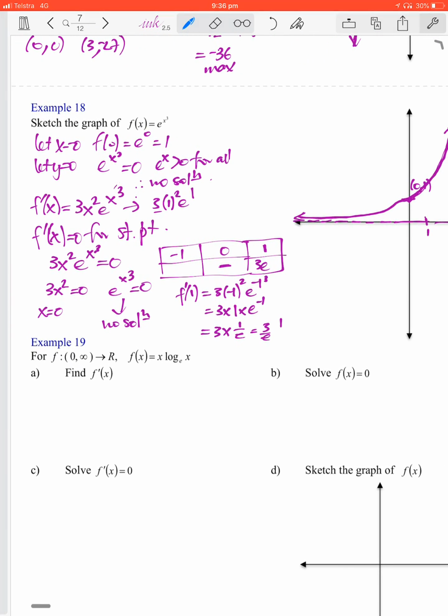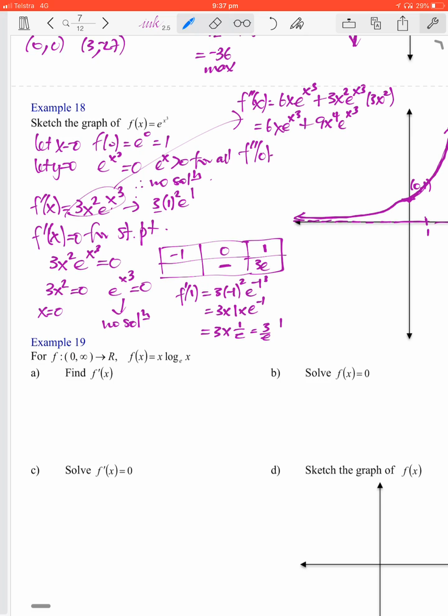If we find f double dash of x, we're going to need to use the product rule. So we derive 3x squared and we get 6x, and then we multiply that by e to the x cubed, plus we derive e to the x cubed, which is 3x squared e to the x cubed, and then we multiply it by 3x squared, which gives 6x e to the x cubed, plus 9x to the power of 4 e to the x cubed.